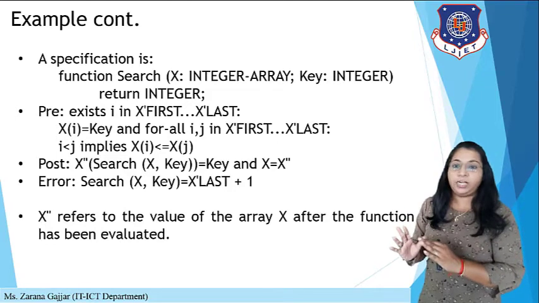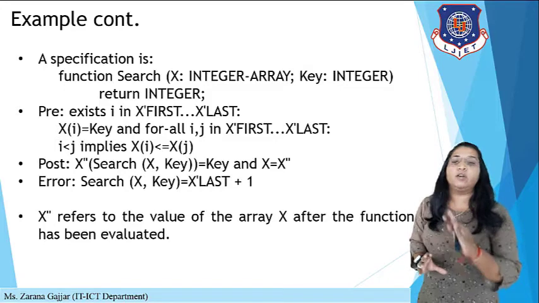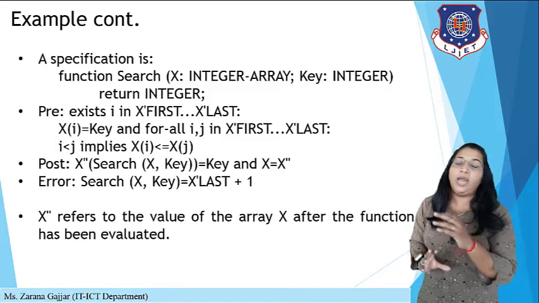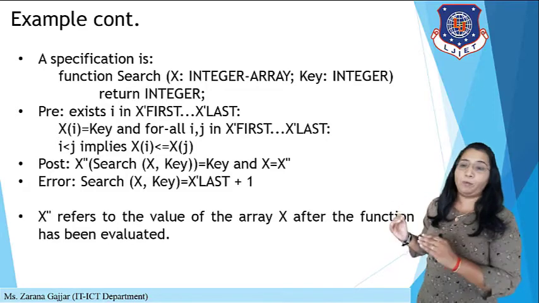So if I find that point, it will return the index value. If I do not find it, it will return the next value. Okay, and x equals x double dash. So this is my pre and postcondition.